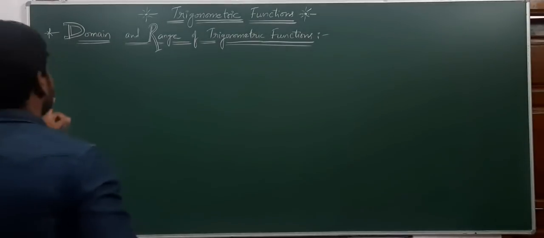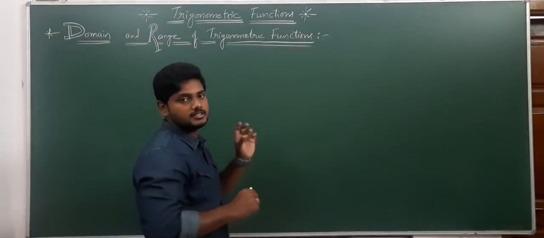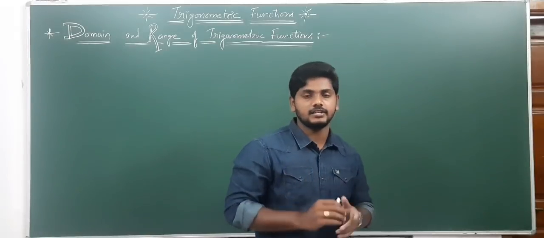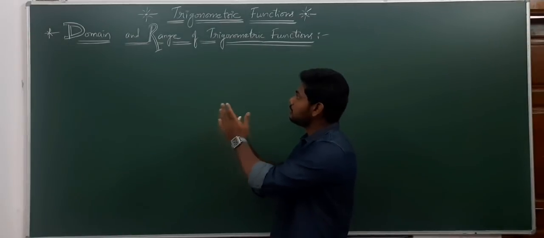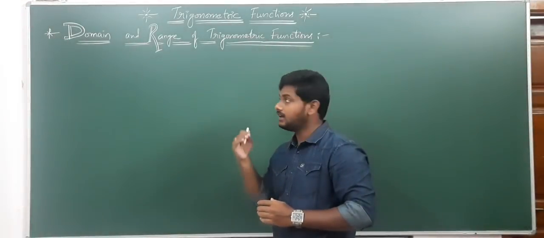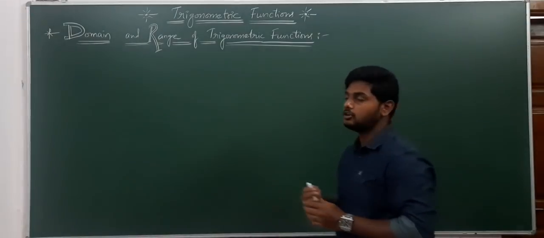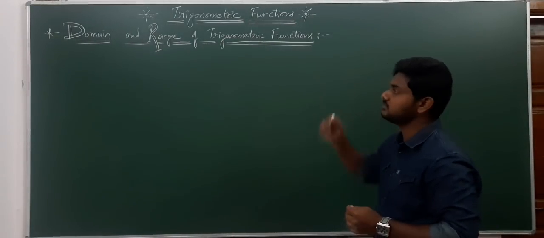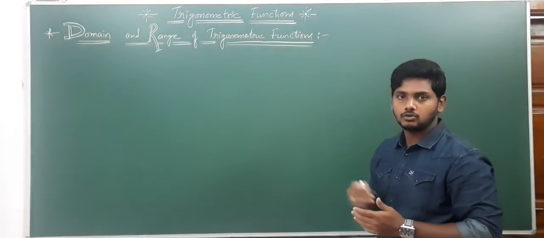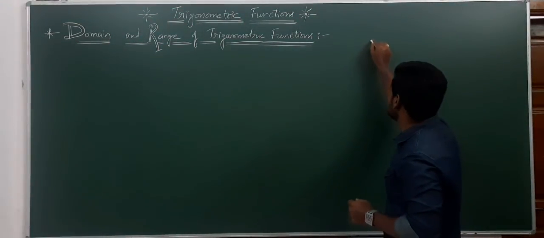Now we will discuss the domain and range of trigonometric functions, nothing but the 6 trigonometric functions. Before going into domain and range, I will recall again what we mean by domain and what we mean by range. Which type of values we will consider as domain, which type of values we have to consider as range. What about codomain? I will tell once again, you observe.